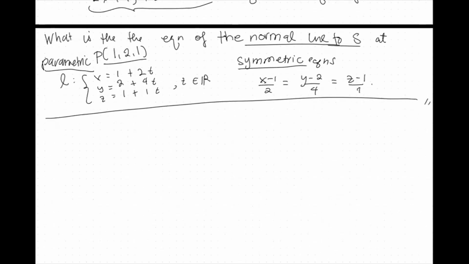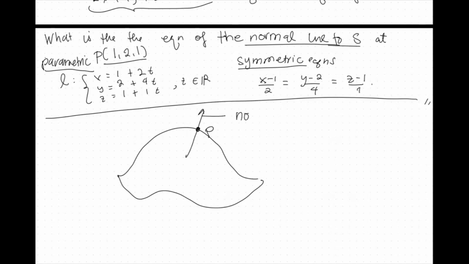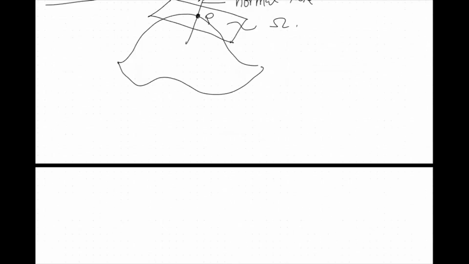In this sketch, we have a portion of our surface S. Suppose this is the point P, this is your normal line, and this is your plane omega that we have solved above. All right, feel free to pause the video before we go to the next topic. Okay, so the next topic is extrema of functions of several variables.